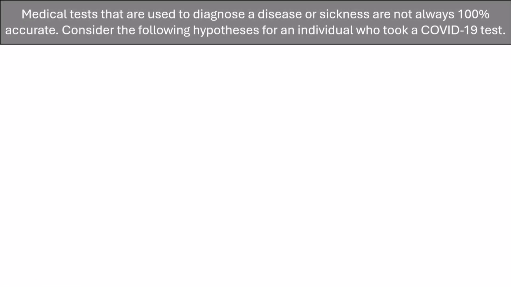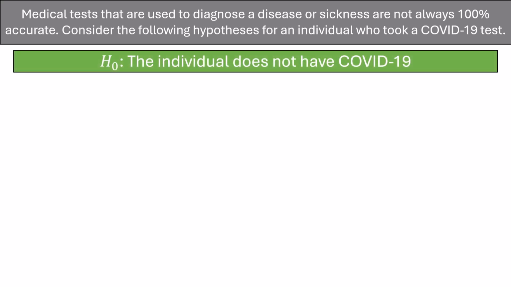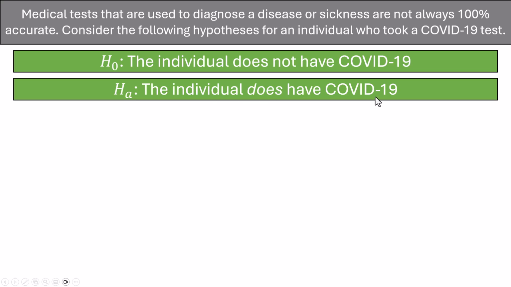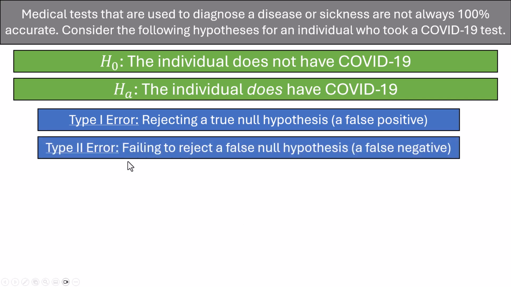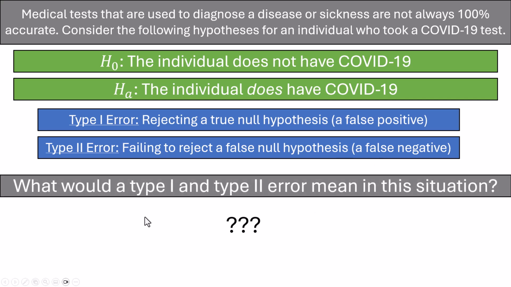Okay, so here is a problem for you to try. Medical tests that are used to diagnose a disease or sickness are not always 100% accurate. So consider the following hypotheses for an individual who took a COVID-19 test. Let's say the null hypothesis is that the individual does not have COVID-19, and the alternative is that the individual does have COVID-19. Basically the results of the test are going to tell you one or the other. Remember that a type 1 error is rejecting a true null hypothesis, or a false positive. And a type 2 error is failing to reject a false null hypothesis, or what we might call a false negative. So go ahead and pause the video and see if you can write down and determine what a type 1 and type 2 error might represent in this situation.